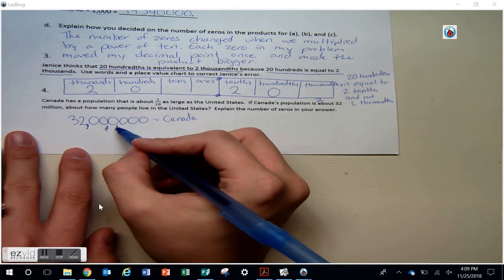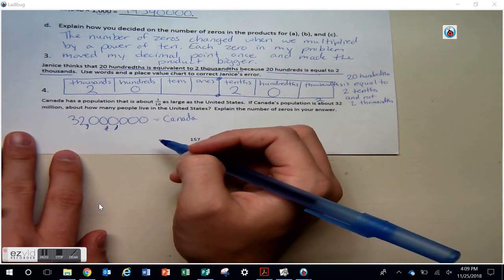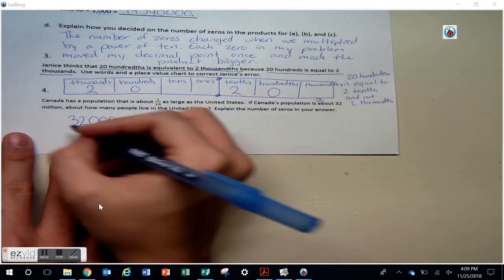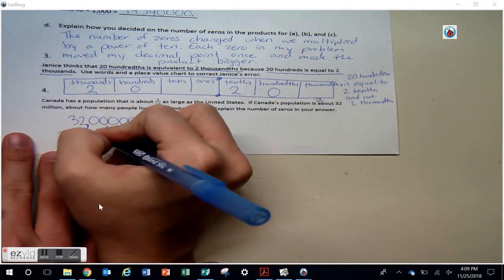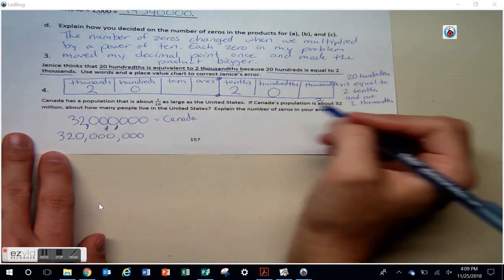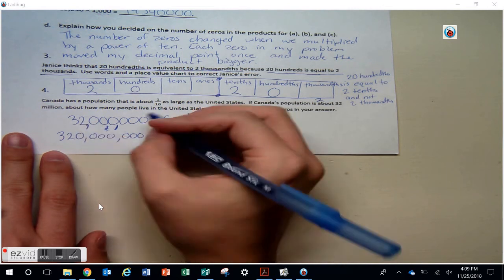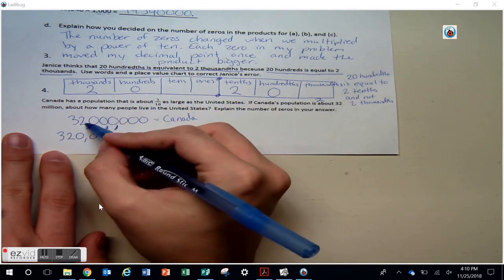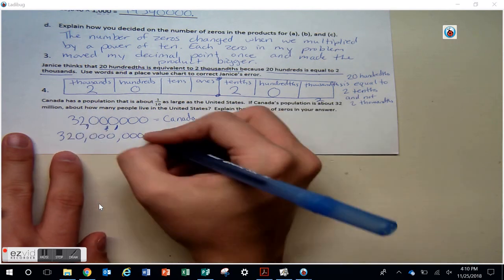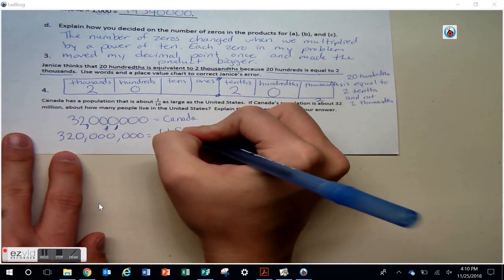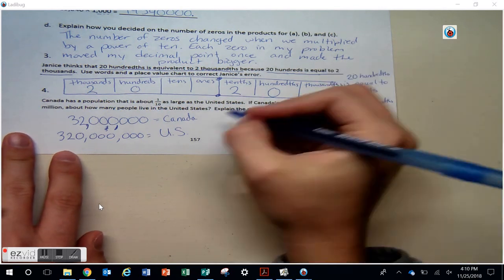So if this is 1/10 as much, then that means the United States would be there. Because here I divided, if I take this number and divide it by 10, I'd get this number. If I take this number and multiply it by 10, I'd get this. So this is the US's number. Explain the number of zeros in your answer.